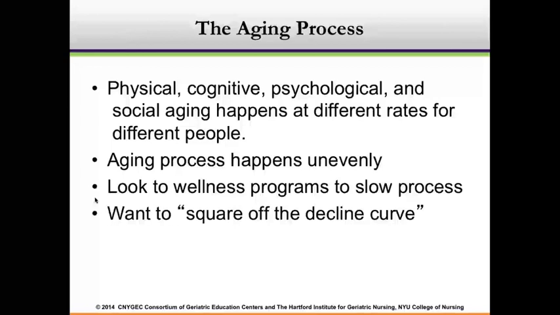However, actually, not everybody wants this squared off decline. There are some people who want to know when they're going to die, and they want to plan for it. And so life is complicated because the aging process isn't the same for everyone, and what they want out of the aging process is not the same thing always.